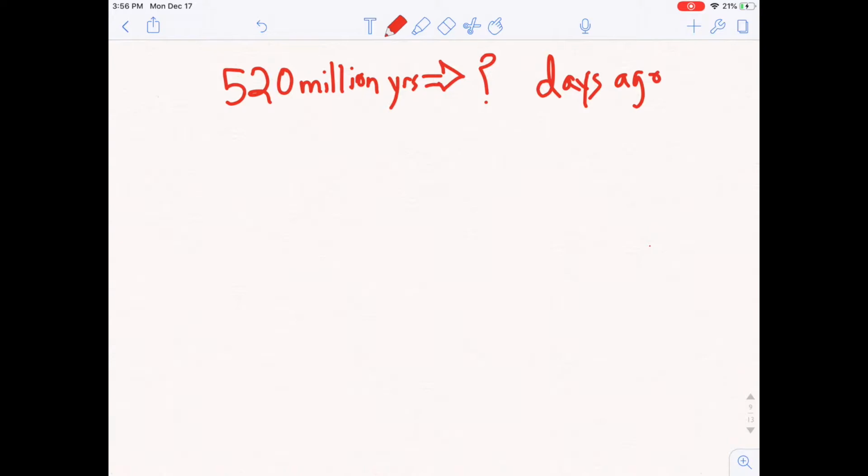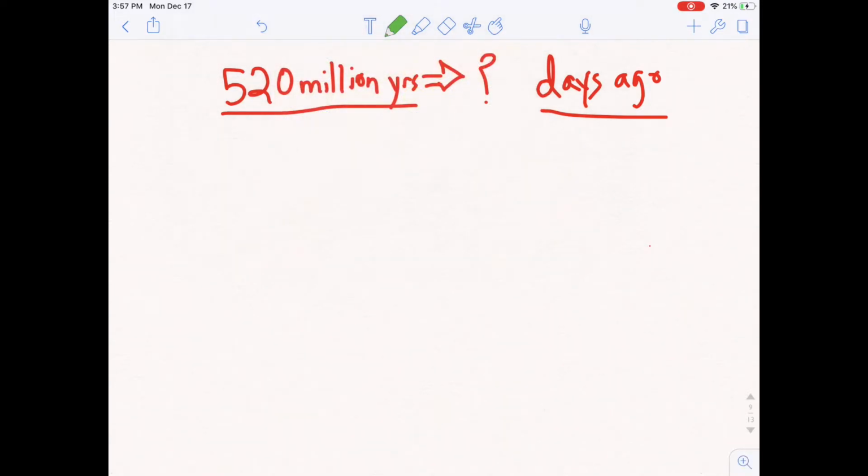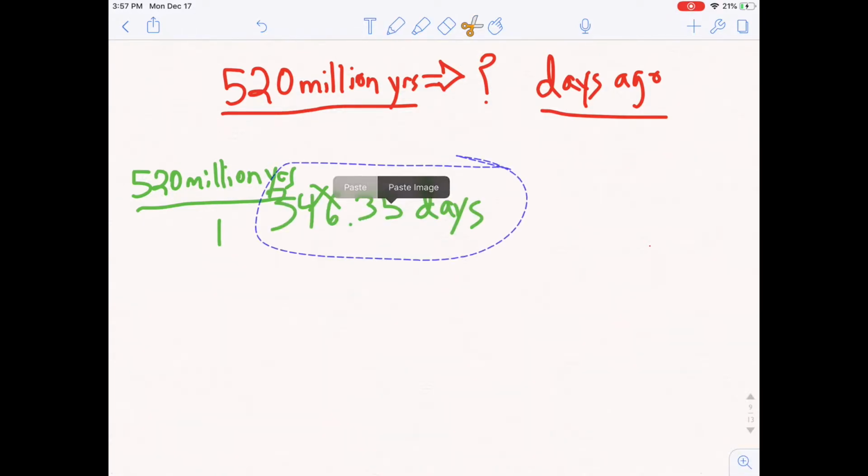So what we want to do is set up that arrow again. 520 million years. We want to convert that into days. And so let's start at the start. We did green last time. Let's do green again. 520 million years over 1. I just like putting it over 1 because we're working with fractions. I can divide by 1. It's math. I can do that. And what did we do last time? We just threw in our conversion.